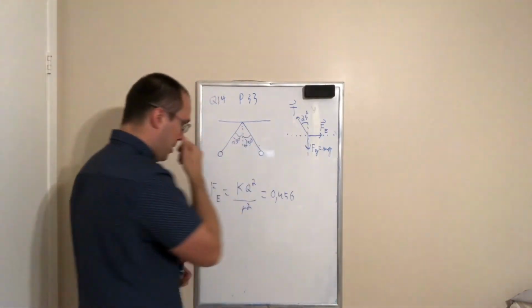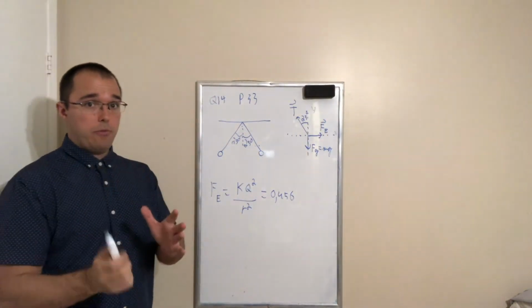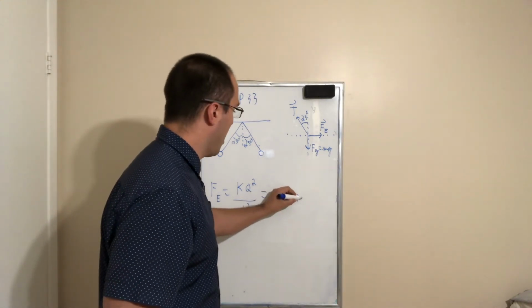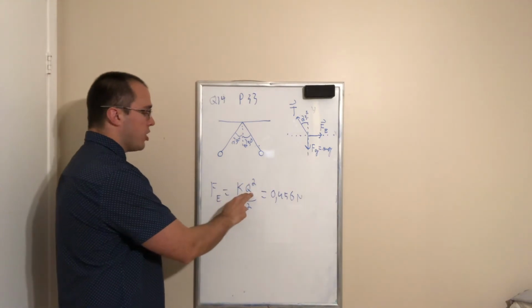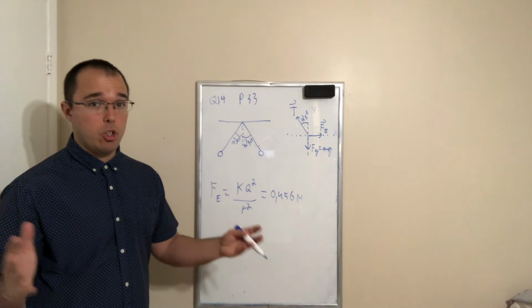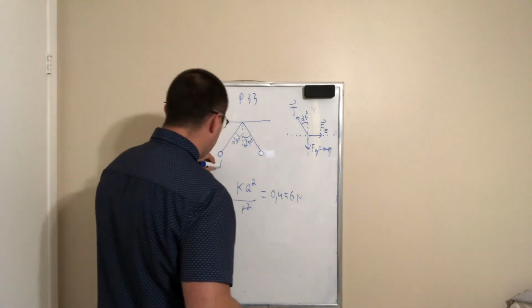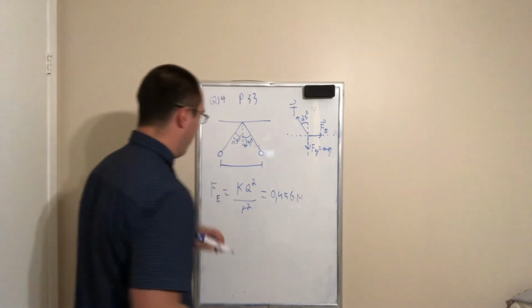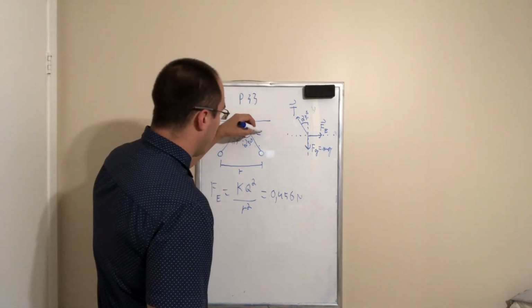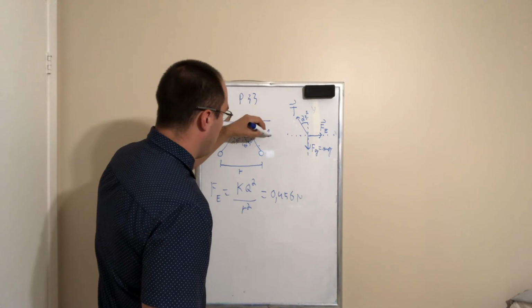Alright, so note, now we know what the electric force is. It's 0.456 Newton. Now we're looking for the charge, but we are also missing the radius or the distance between the two charges. This is our R over here. But note, we are told that the length of the silk thread is 1 meter.